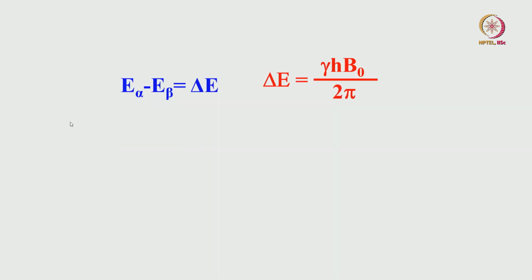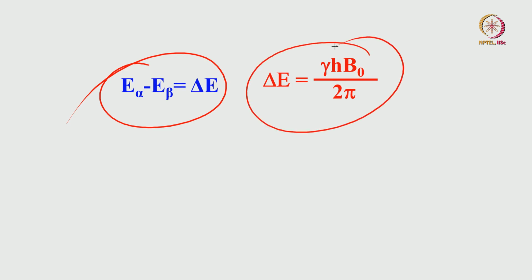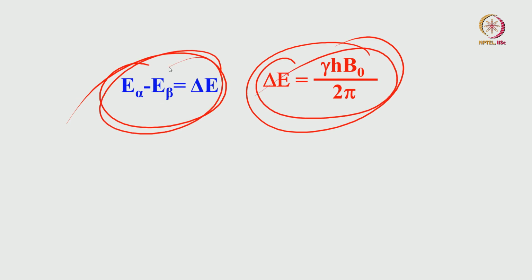Now we can calculate E alpha minus E beta, which is nothing but delta E, and I also know delta E is equal to gamma into B naught over 2 pi, which is equal to nu. I calculated nu is equal to gamma into B naught over 2 pi. That is the resonance condition. Because nu is related to delta E, I know what delta E is, so I can calculate this.